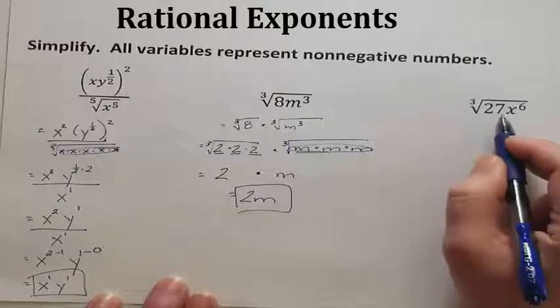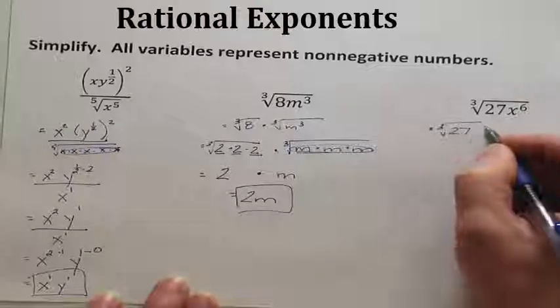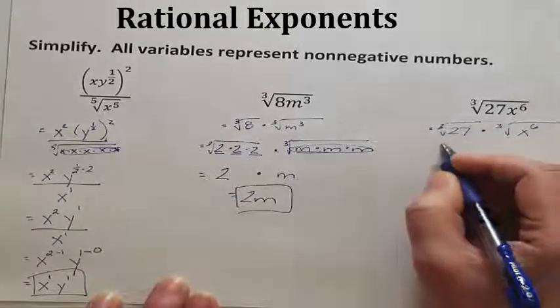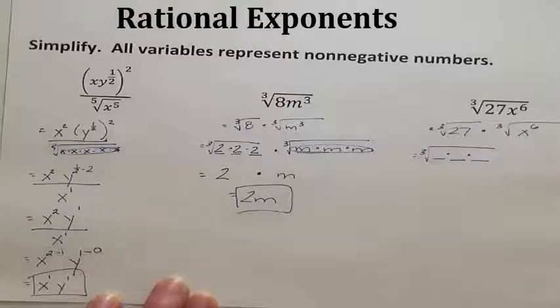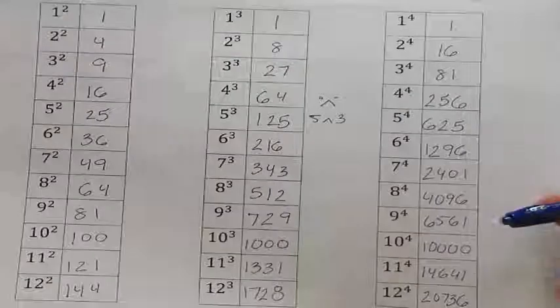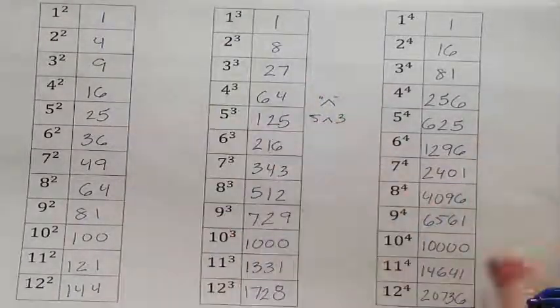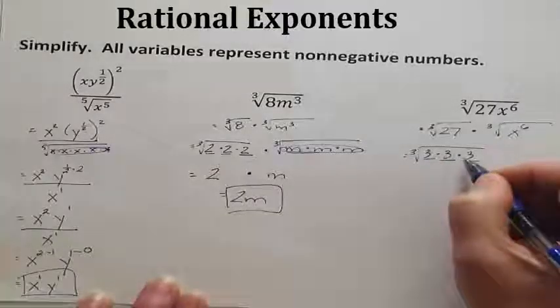Last one we're going to do. The third root of a number times a variable. I'm going to split it. So the third root of my number times the third root of my variable. So the third root of my number, I'm looking for one number that I would multiply together 3 times, and it would give me 27. Here's my lists. Third root, I needed 27. So 3 to the third power. That meant 3 was in each of my spots. So I have 3 times 3 times 3.